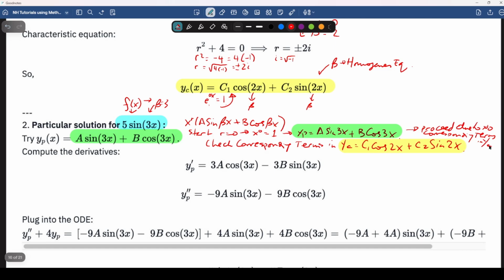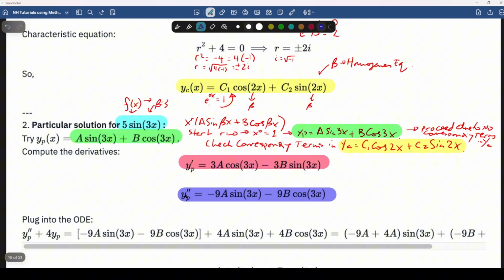So that's why our yp prime is basically taking the derivative of our yp. A sin 3x will be 3a cos 3x. This is the red color for our yp single prime, and then our yp double prime is basically the next derivative of yp prime, the second derivative. So basically again 3 times 3, but this time the derivative of cos is negative, 9a sin 3x and so on.